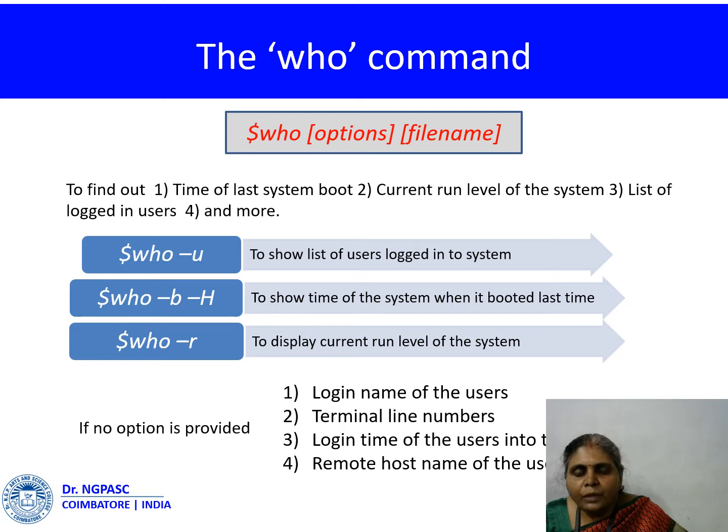Who. Then there will be an optional list of attributes followed by a file name. First we will see some of the attributes like who -u. It will show the list of users logged into the system. Who -b, it will show the time when the system was last booted. When you have the attribute -r with who, it will display the current run level of the system. So the same command is used to see the run level of the system and also the time when the system was previously booted and also who all are the currently logged in users.